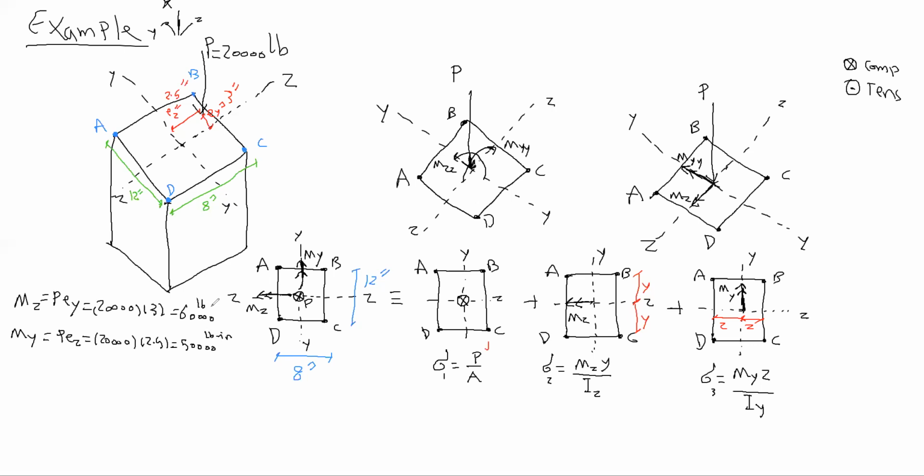So, okay. This is MZ and MY. Let's find IY and IZ together. Let's first do IZ. Look at this picture. IZ is BH cubed divided by 12. What is B? 8. What is H? Definitely 12, right?